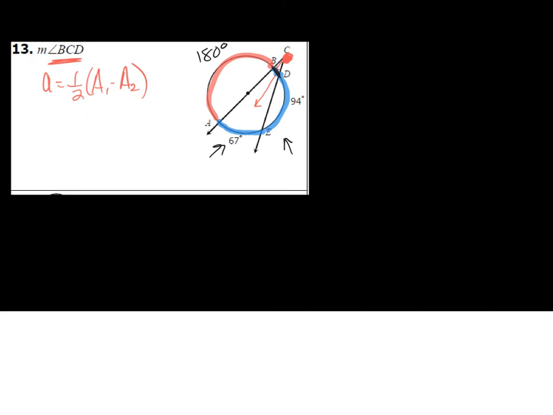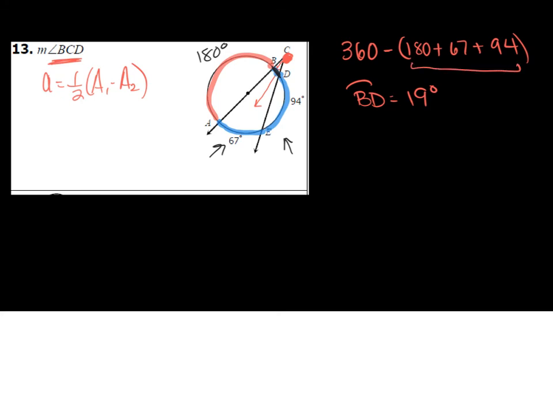So what I'm going to do is take the fact that I know what the whole circle is, and I'm going to subtract all of the parts. So that's 180, 67, and 94. So when I add these together and subtract it from 360, I get 19. So my arc in here is 19 degrees.